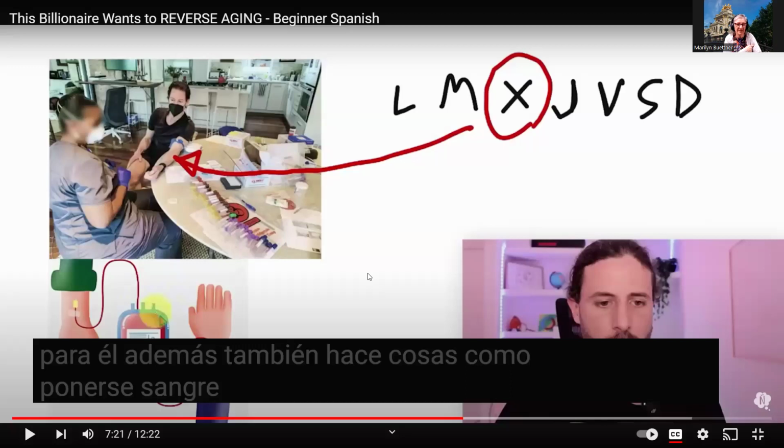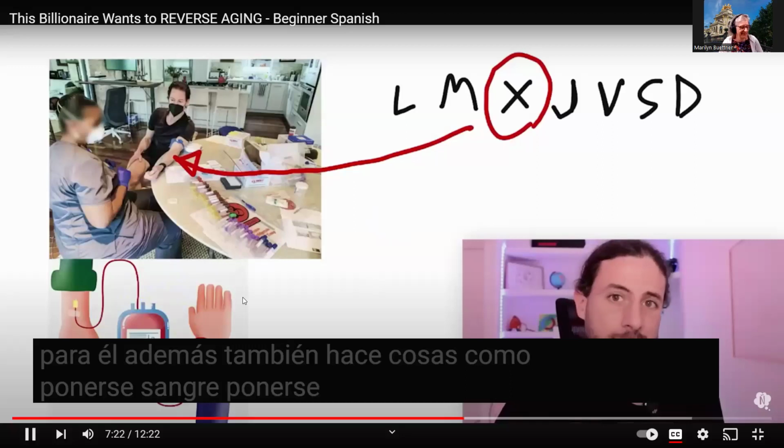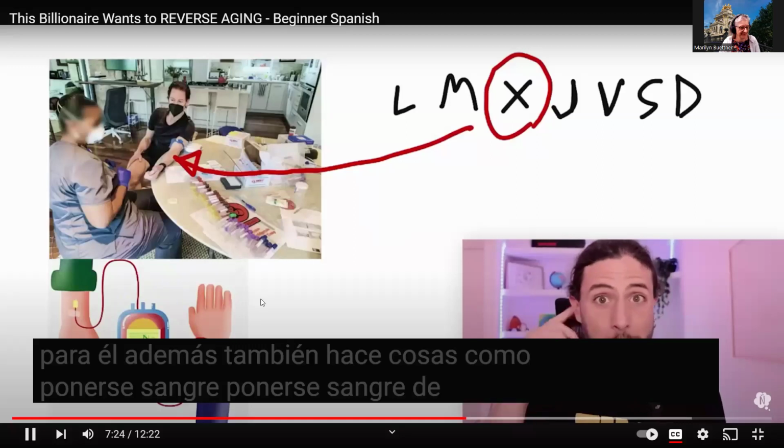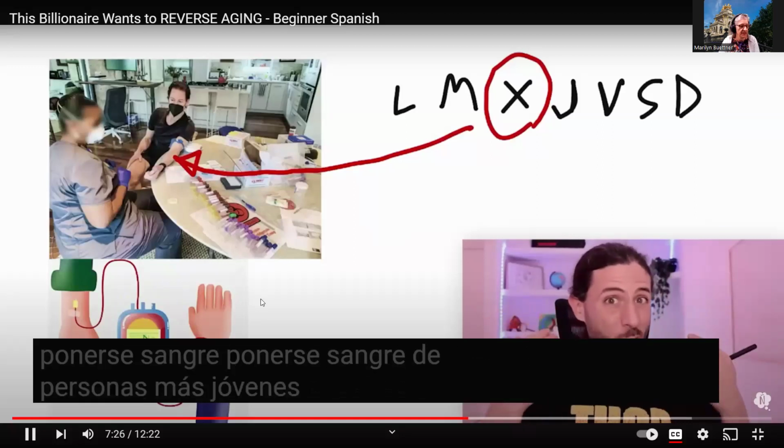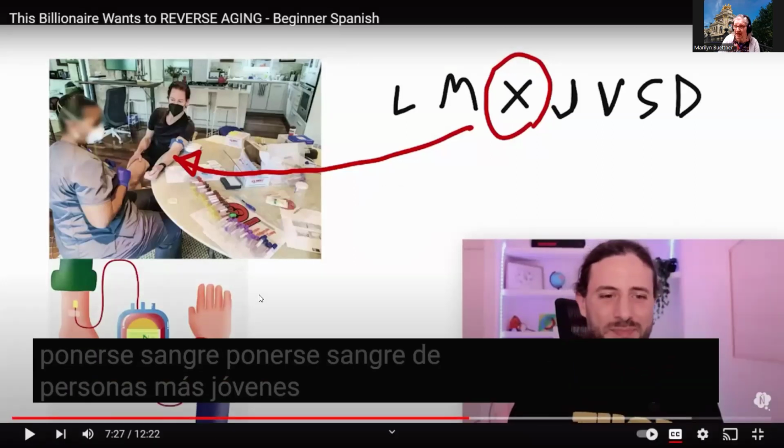Okay, ponerse sangre. He literally did not use the word inject because he wanted to use a simpler word everybody would understand at a lower level. Ponerse sangre, he puts blood in his body, but it's got to be new blood. Ponerse sangre de personas más jóvenes. He puts blood into himself from younger people.